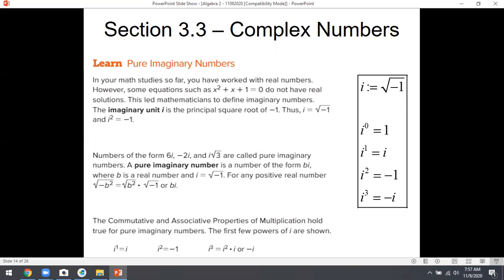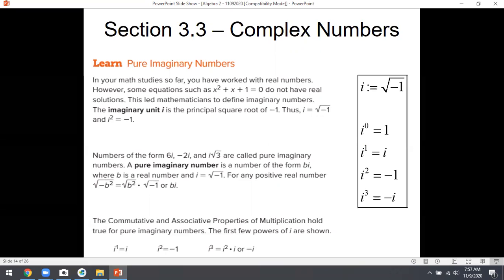Because if i is the square root of -1, and how do you undo a square root? You undo it by squaring both sides. That means that i squared is -1. That will come up in your work a lot, okay? You're not going to need the other stuff too much, but i squared is going to come up quite a bit. And i cubed as well, -i. That one will come up from time to time, but mostly we need i squared and that kind of stuff.